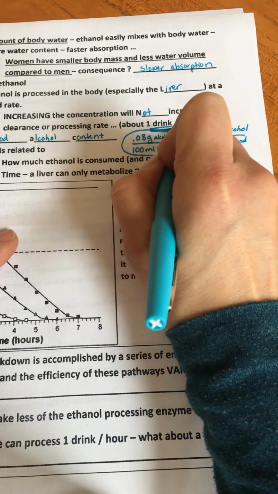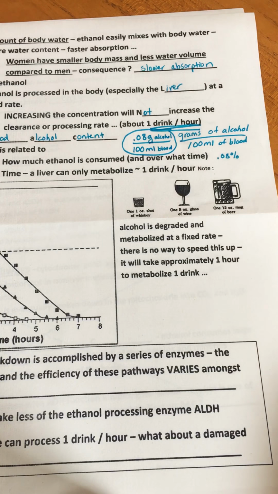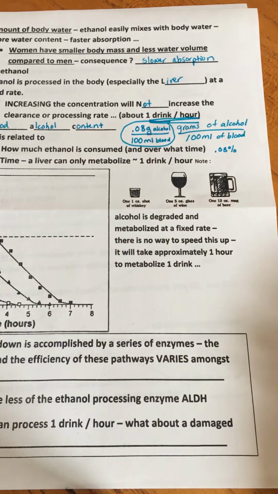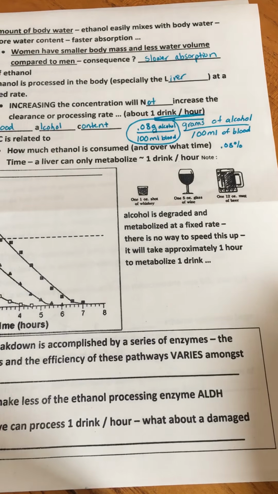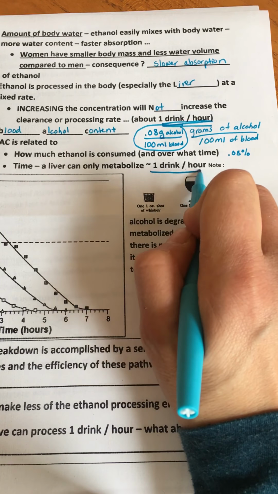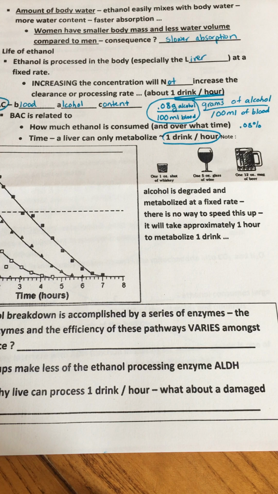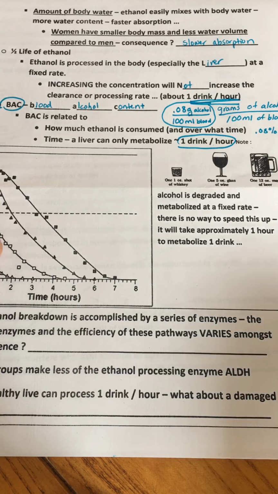So that's what that means, that blood alcohol content. All right, so 0.08% just means 0.08 grams of alcohol in every 100 milliliters of your blood. Again, your liver can only metabolize 1 drink per hour. It's metabolized at a fixed rate. So you just sometimes need to wait it out.